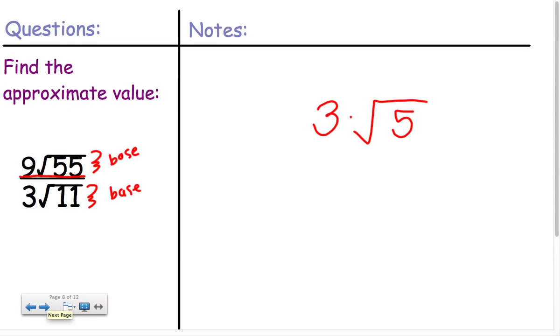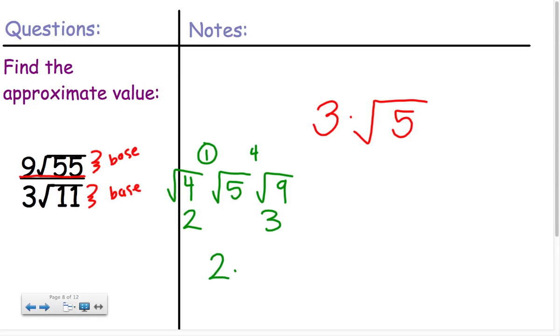So 3 times the square root of 5. Let's approximate the square root of 5. So square root of 4 and square root of 9, which is 2 and 3. 1 away, 4 away. Since it's only 1 away, my answer is going to be really close to 2, so we'll say 2.1. So 2.1 times 3 is 6.3.